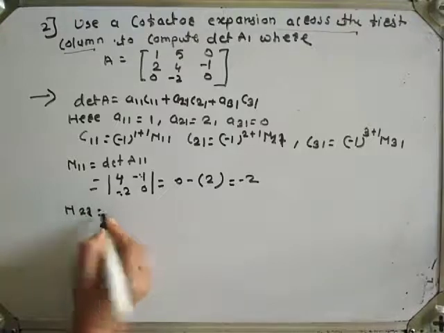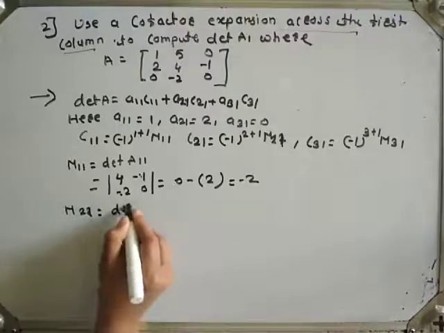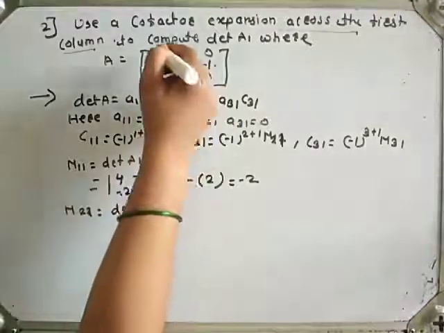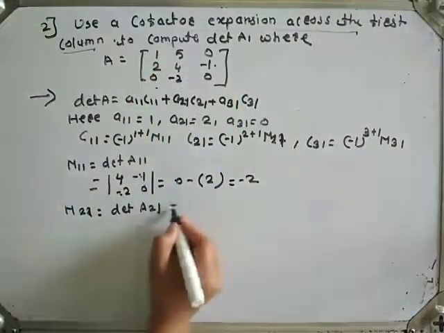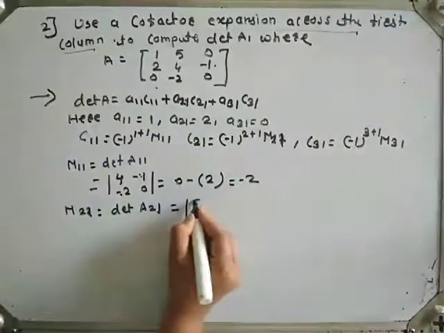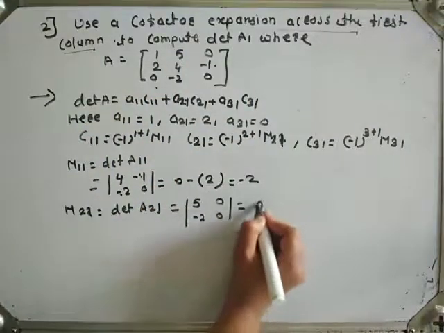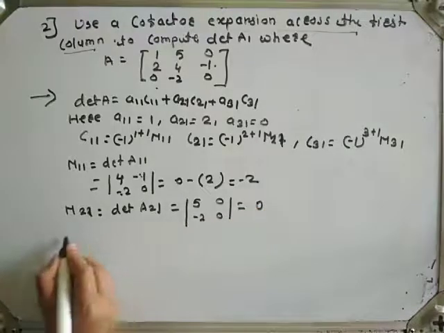M21 is equal to the determinant of A21. Delete the second row and first column. So we have to find the determinant of [5 0; -2 0], which is equal to 0.